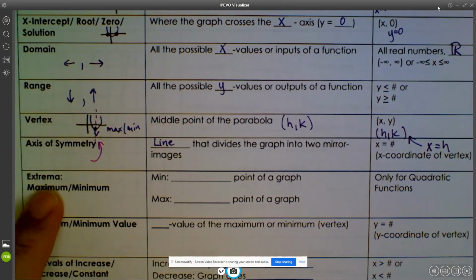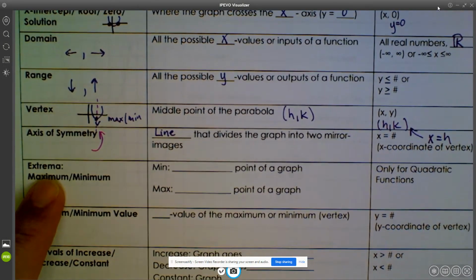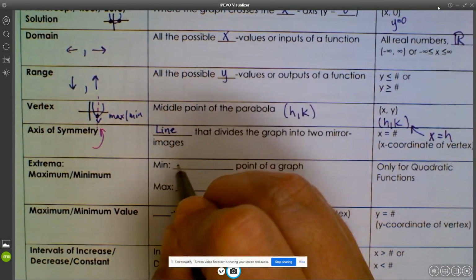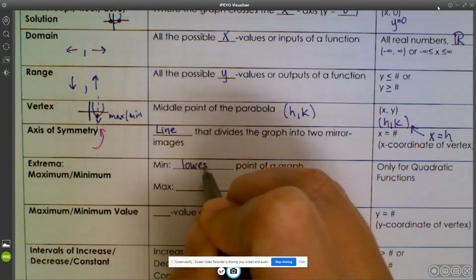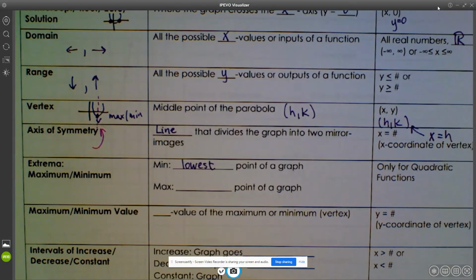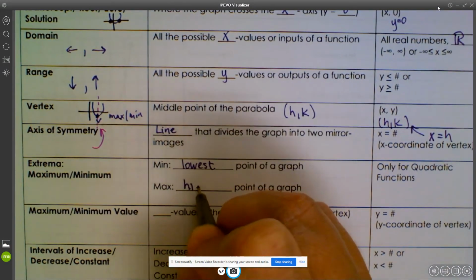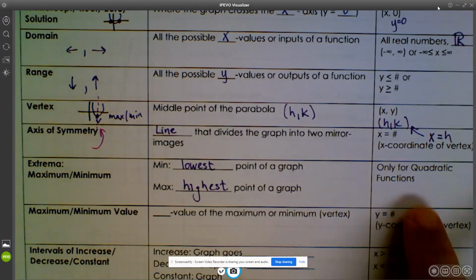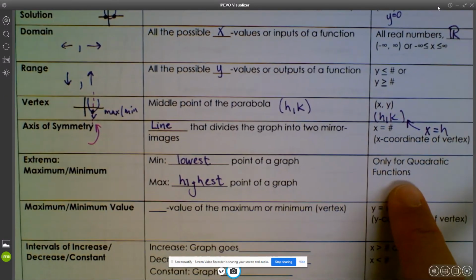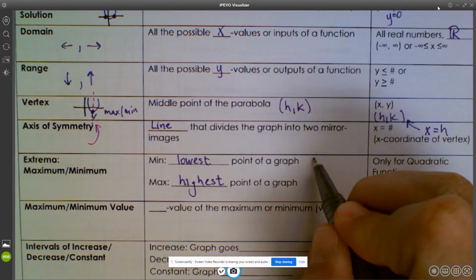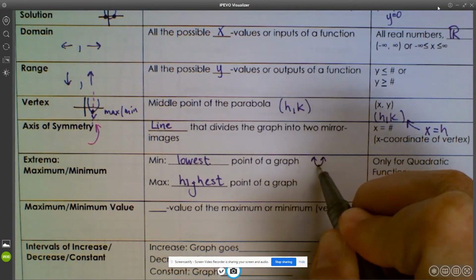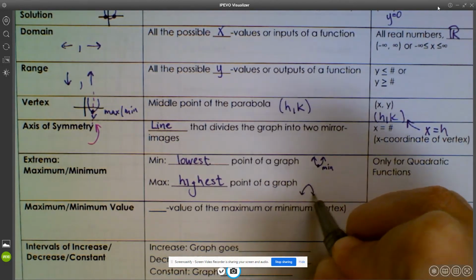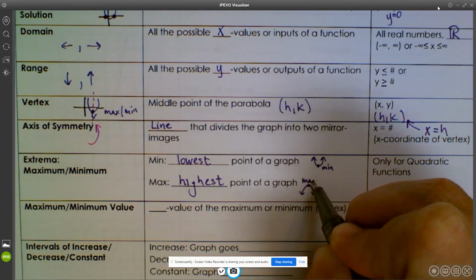Then we use the term extrema. Those are your extreme values. It will be a maximum or a minimum. The minimum, remember, is the lowest point on a graph. And then the maximum is the highest point on a graph. We use this mainly for quadratic functions. Okay, so the lowest point on a graph is when the parabola opens up. And then the highest point on a graph is when the parabola opens down.